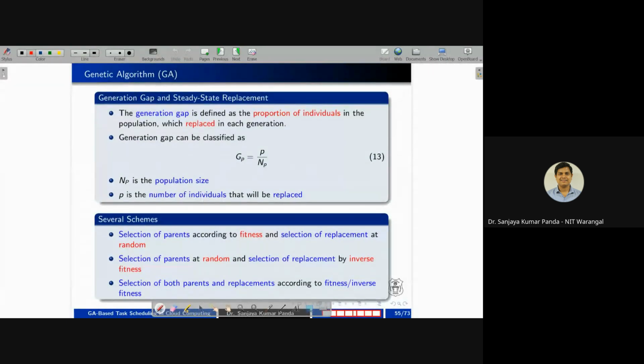There is a concept in genetic algorithm called the generation gap. If you remember what we discussed in task scheduling, we took 4 populations, and out of those 4, 1 population is replaced in a cycle. So the generation gap is calculated based upon the number of populations and how many populations are going to be replaced. In our case, the population size is 4, but we have replaced only 1 population. So our generation gap is 0.25, right?